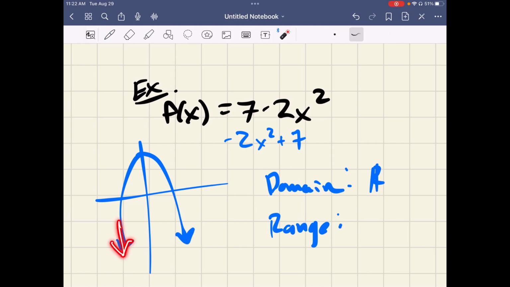Because I can see, yeah, it goes down forever, but there's a very specific height that it can stop at. And if you'll remember, we use this +7 to shift it up 7, so I know that point is going to be (0, 7). Now what my range is going to be is y is going to be less than or equal to 7. So any numbers above 7 would not be included in my range, and any numbers 7 exactly or lower would be included in my range.